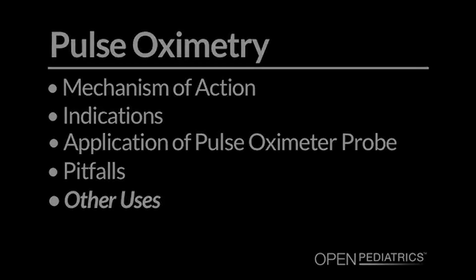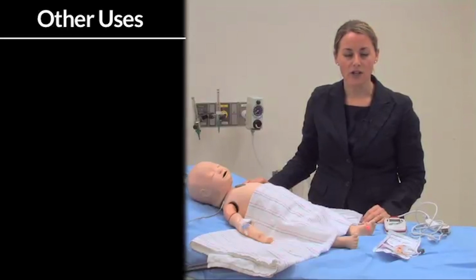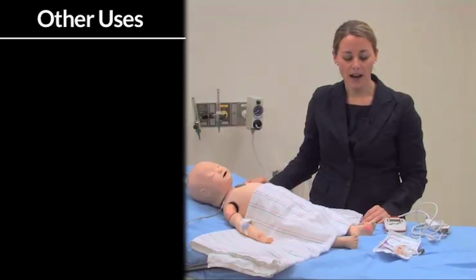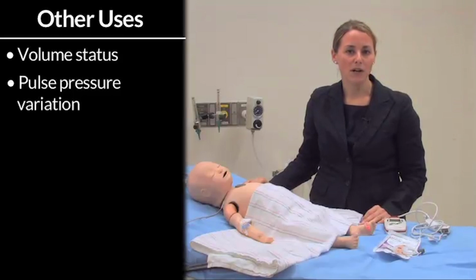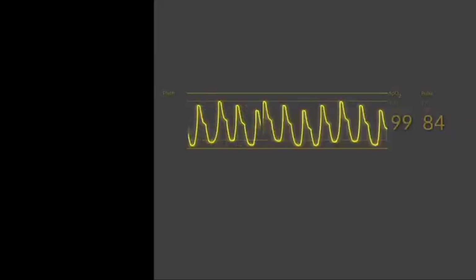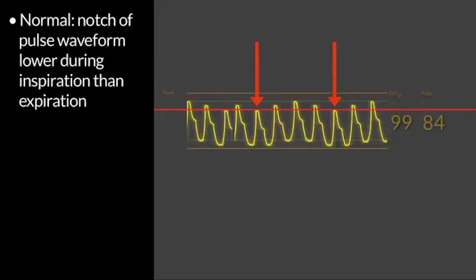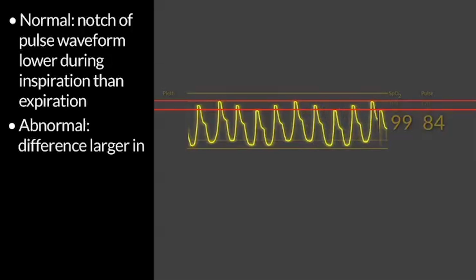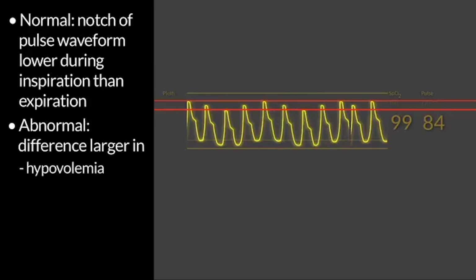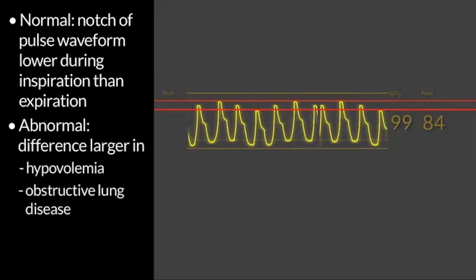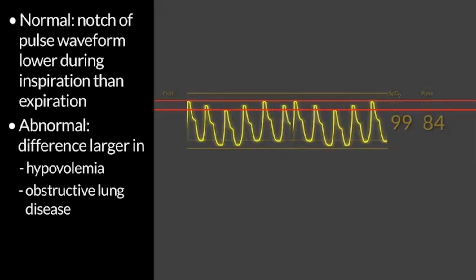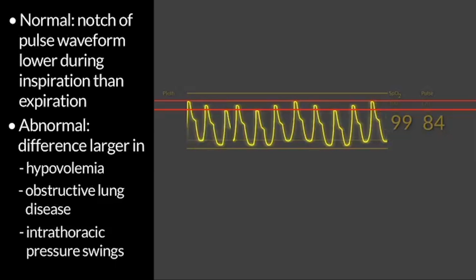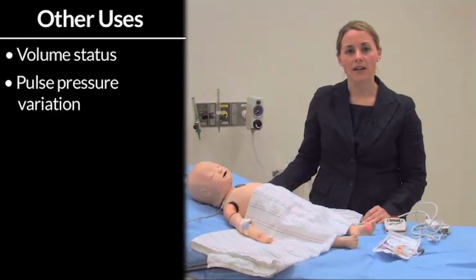Other uses. So in addition to monitoring a patient's oxygen saturation, you can use it non-invasively to look at other indices. For one, you can look at a patient's volume status by looking at the pulse pressure variation. As you see on the monitor, you notice that during inspiration, the notch of the pulse waveform is lower than during exhalation. This is often augmented, or the difference is often larger, in patients that are hypovolemic or in patients that have significant obstructive lung disease, like in asthma or COPD, or in patients that are having significant intrathoracic pressure swings because of breathing.